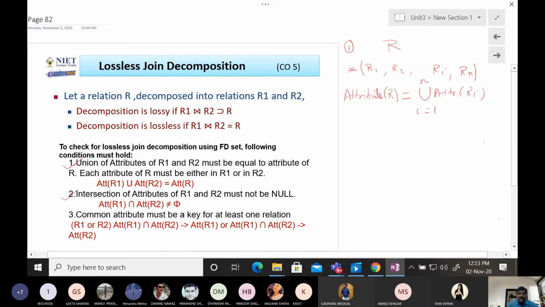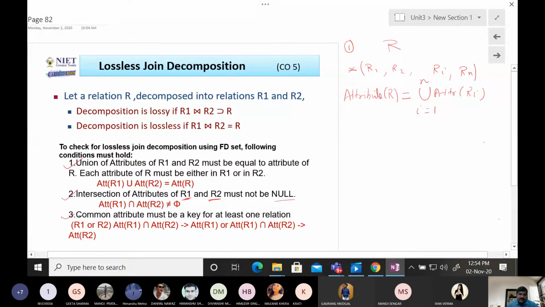Second condition, the intersection of attributes of R1 and R2 must not be null. Means at least one attribute should be common in R1 and R2. If no attribute is common between R1 and R2, then the intersection of attributes of R1 and R2 is equal to empty set. But that must not be empty.